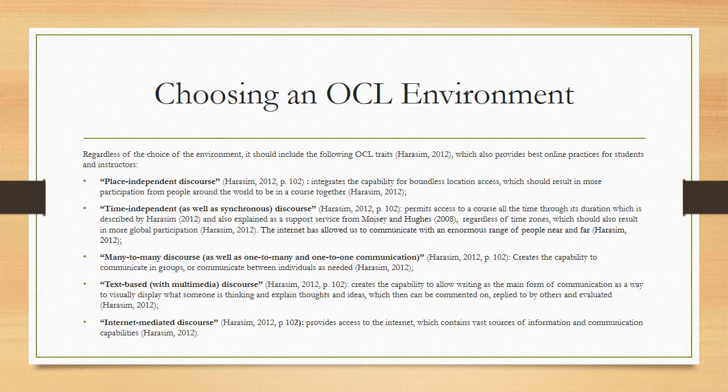The Internet has allowed us to communicate with an enormous range of people near and far, from Harrison from 2012. Quote, "many-to-many discourse, as well as one-to-many and one-to-one communication," end quote, from Harrison from 2012, page 102. Creates the capability to communicate in groups or communicate between individuals as needed, from Harrison from 2012.